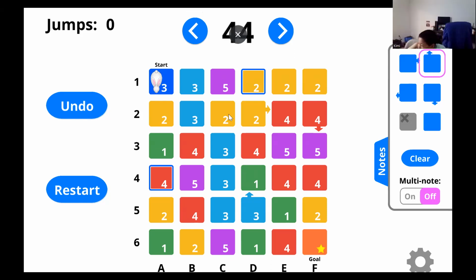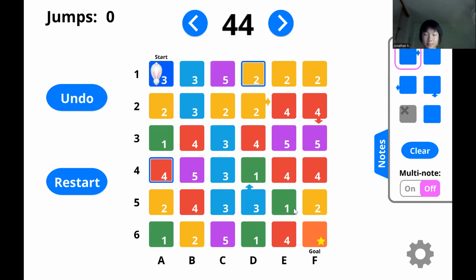Oh, what? Oh, I see. I was forgetting about the 3. I thought it was the 3 on B2. And then maybe from the 1. Which one? There's 3 ones here. See on the top, the right, and the bottom.